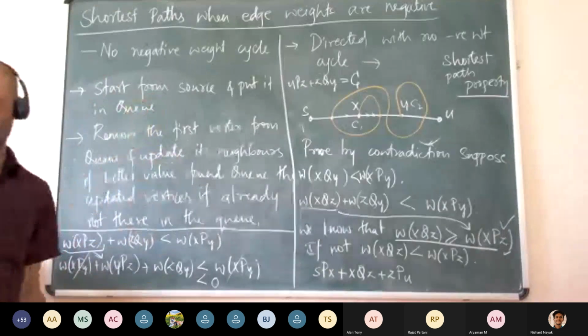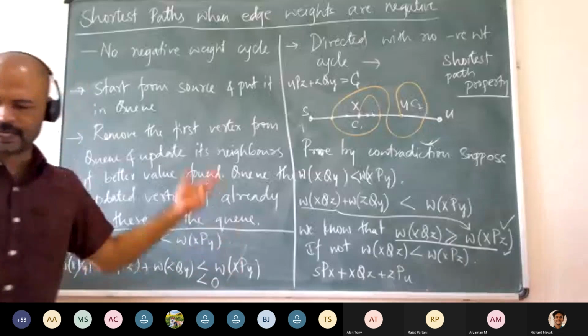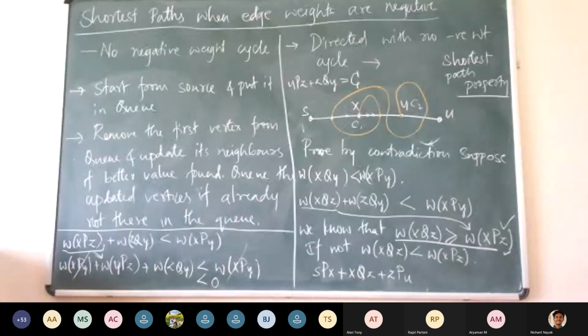The Bellman-Ford algorithm is nothing but exactly what we are doing here, but we don't maintain the queue and we simply update every edge all the time, right? And again, it is an order of mn algorithm. So is that fine? Okay.